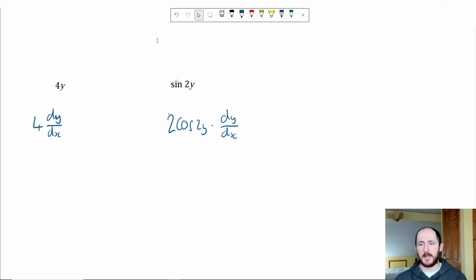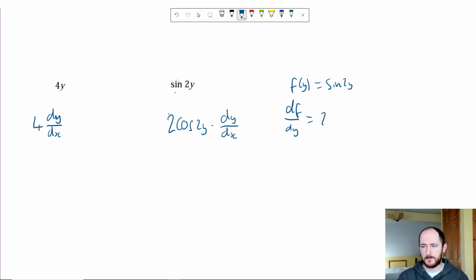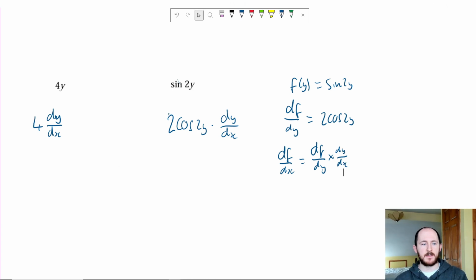That's all we're doing. And again, if we wanted to use the chain rule to do that, remember we have the function of y equals sine 2y. So we differentiate with respect to y. And then again, df by dx will equal df by dy times dy by dx. So again, we just times that by dy by dx. And this is true anytime you differentiate anything that has y in it.